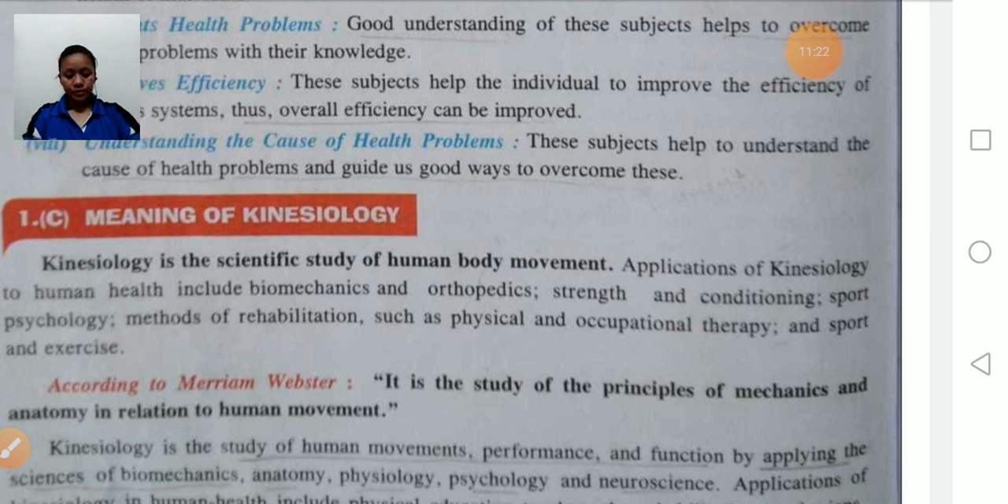As we know, our body is made of bones and muscles, which help the body to perform external movement. Muscles provide us the necessary energy and force for movement, whereas bones act as levers. Therefore, with the help of kinesiology, we can understand the various movements of our body.